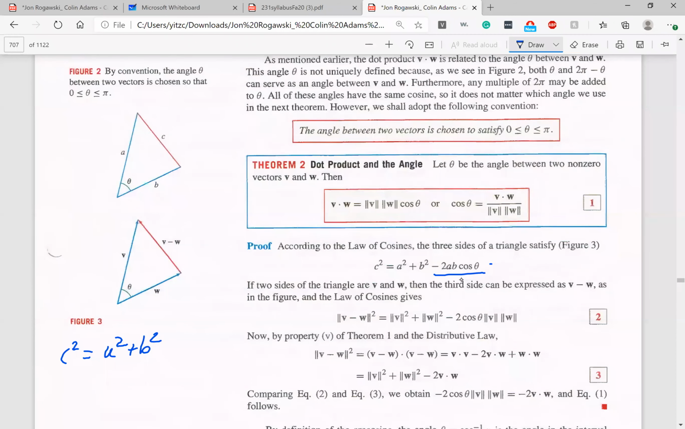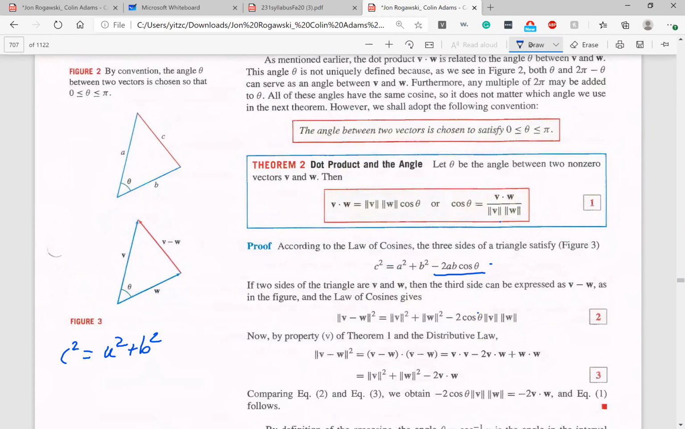Now, using this, we can look at the following triangle where this is W, this is V, and this over here is V minus W. So this is my C, and this is my A and B. So that tells me that the magnitude of V minus W squared, which is my C squared, is equal to A squared plus B squared minus 2 times the magnitude of V and the magnitude of W times cosine of theta. All of these are magnitudes because we're looking for the length. A, B, and C are the lengths. So that's why we're looking at the magnitude.